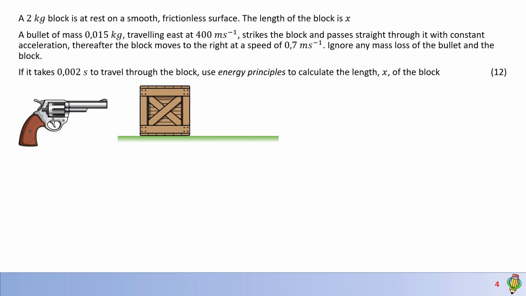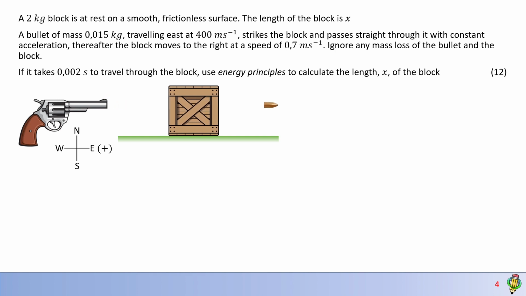Make sure you write all your given data and then try to attempt this problem on your own before watching the solution. We will establish the directions using the compass, and you will choose east as the positive direction, which means anything that is going to the west will be negative. Let's see an animation of what happens here. The gun is shot, the bullet will go through the block, and after it passes through the block, then the block will start to move. This block has a length of x in the horizontal direction.